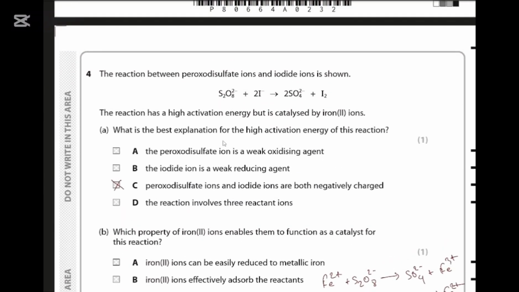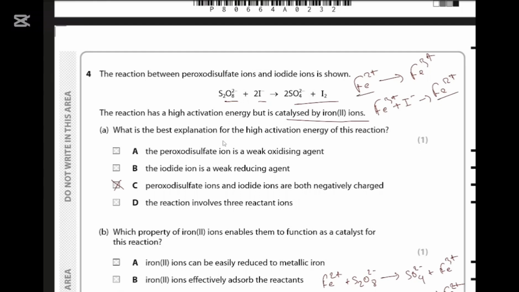Number 4, the reaction between peroxydisulfate ions and iodide ions is shown. This is the equation. The reaction has a high activation energy, but it is catalyzed by iron 2 plus ions. What is the best explanation for the high activation energy of this reaction? We know that iron 2 plus is catalyzing it. Iron 2 plus is oxidized to iron 3 plus, and then iron 3 plus reacts with iodide to form iron 2 plus again. Since it's a catalyst, it remains unchanged at the end of the reaction.